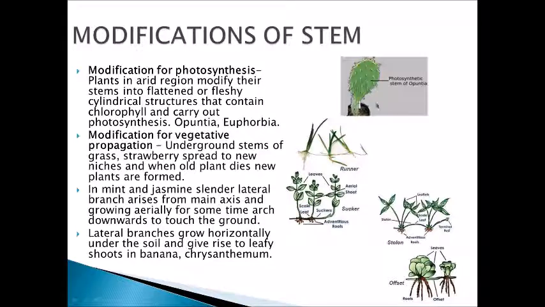You can see here, this is the Opuntia plant. Here, this green colored flat structure is the stem. It is modified stem for photosynthesis.